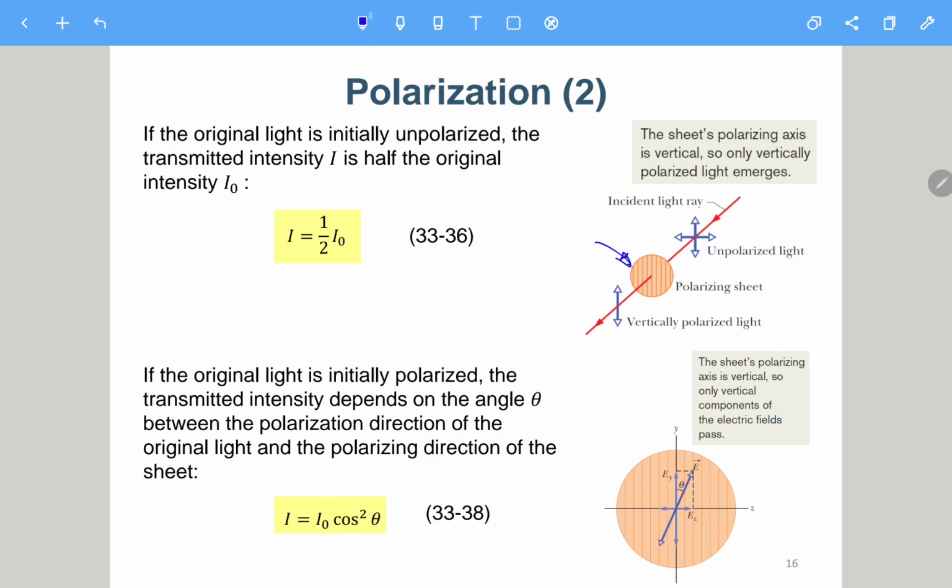This is called the polarizing sheet, or we can call it the polarizing filter, 滤光的. If the original light is initially unpolarized, the transmitted intensity is half of the original intensity, I0. If originally it is unpolarized, it has both a vertical component and a horizontal component, and if it passes through this polarizing filter in the vertical direction, then only the vertical component can go through. So we assume that half of it is vertical, half of it is horizontal. So only half of it can go through this filter. So we have I equals half of I0. I0 is the intensity here.